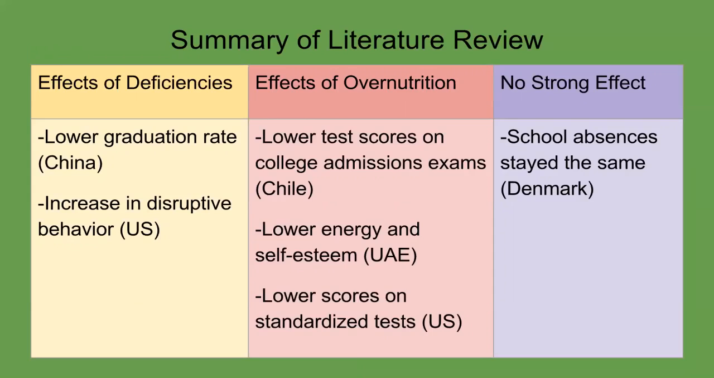In the classroom, some of these students as a whole have experienced lower energy as well as lower self-esteem. And then in the US, increased fast food consumption, such as 5 to 7 meals of fast food per week, was linked to standardized test scores about 10% lower in a few different US states. So that was kind of an interesting study as well. And then as far as a Danish study, they found that school absences stayed the same even when they put forth a healthy eating program.